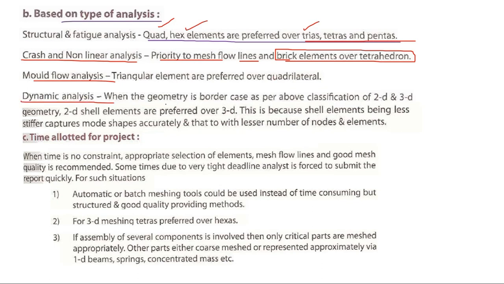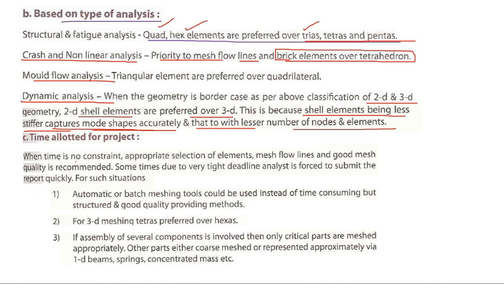And dynamic analysis: when geometry is broader, as per the above classification of 2D and 3D geometry, 2D shell elements are preferred over 3D. This is because shell elements, being less stiff, capture more shapes accurately, that too with a lesser number of nodes and elements. So for dynamic analysis, it's better to go with shell elements because they capture all these modes accurately.